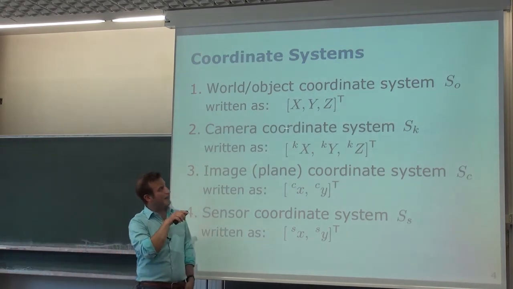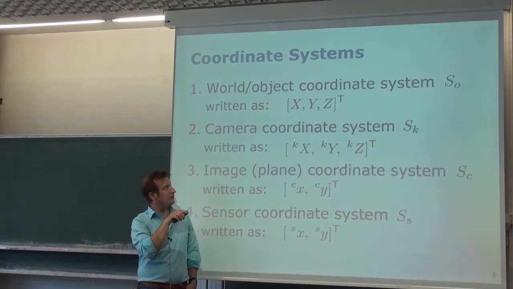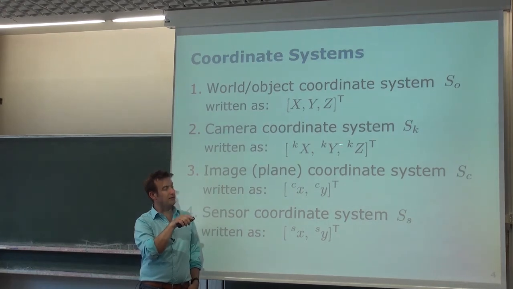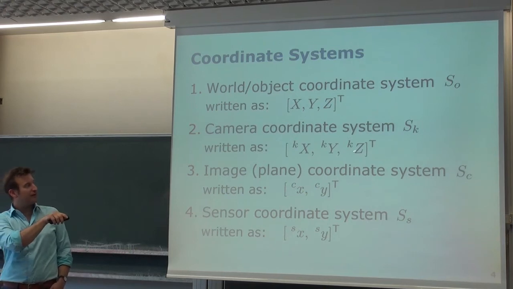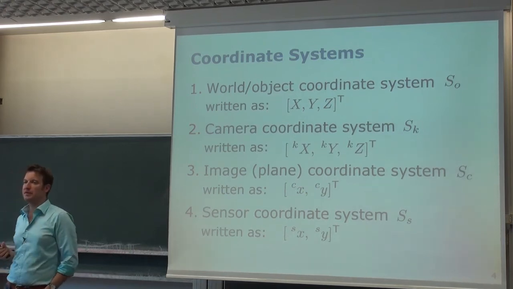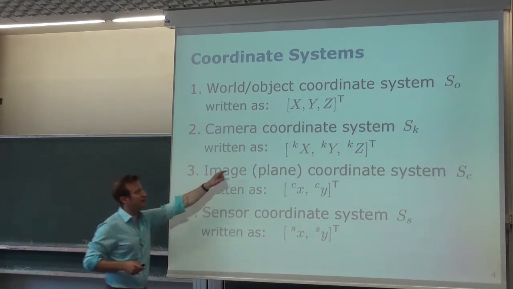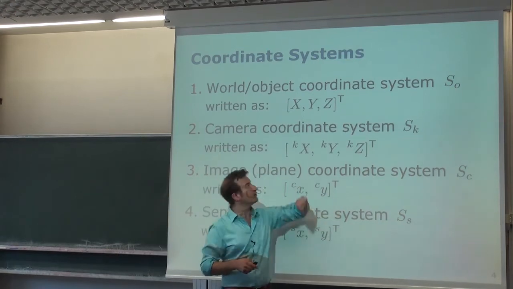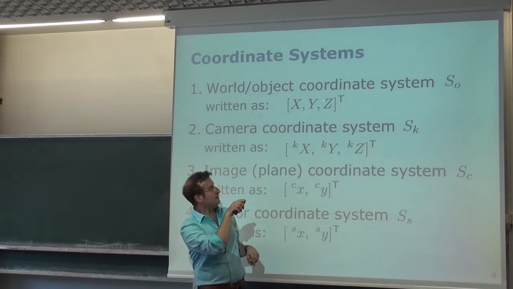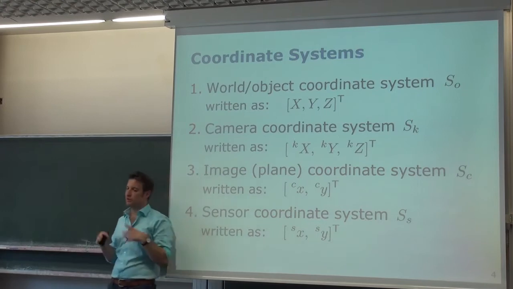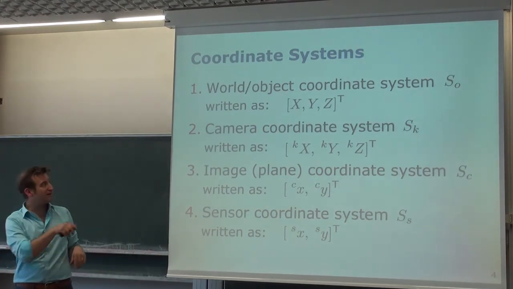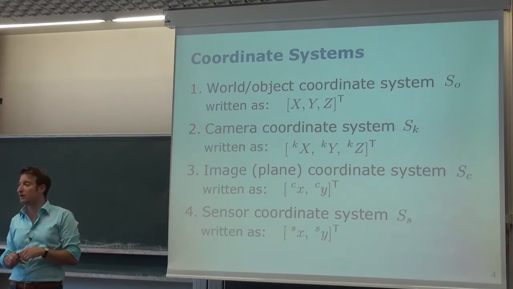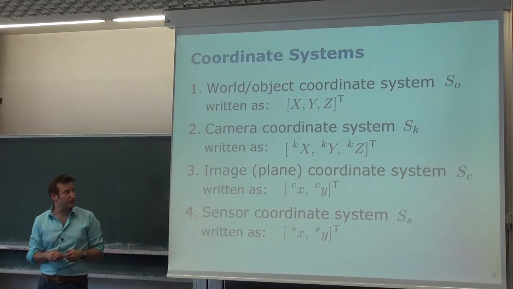Then we have the camera coordinate system, and they all have this superscript k over here. K from German for camera. So this is still living in the 3D world, but the k indicates that we're in the camera system. I could actually have put an O over here. That would maybe be more consistent, but then we'd have O's all over the place, and therefore, whenever there's nothing written, we refer to the world or object coordinate system.